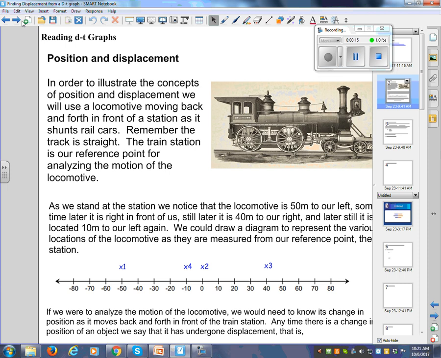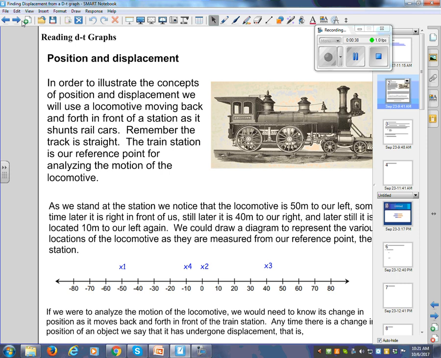So, reading DT graphs. In order to illustrate the concepts of position and displacement, we're going to use a locomotive, a train moving back and forth in front of a station as it shunts rail cars. To shunt a rail car means to move it around, get it in order. Remember, the track is straight and the train station is our reference point, or our frame of reference, for analyzing the motion of the locomotive. Fancy words for the train station is marked 0.